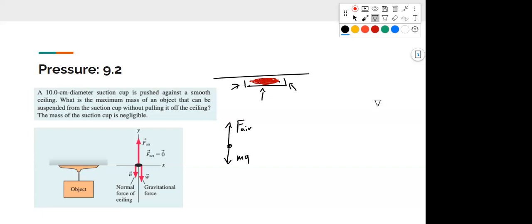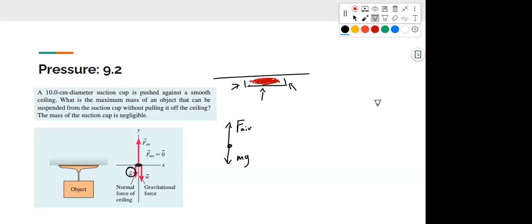This is the weight, mg. And you can see in general, there'll be some normal force here as well. But when we're trying to find the maximum mass that the suction cup can hold, we can say that the normal force is going to 0. If we have a lighter mass, then in order to balance that force from the air, the ceiling will push down on the suction cup. But as we add more mass, more mass, more mass, the ceiling is having to push less and less hard until eventually the suction cup pops off.